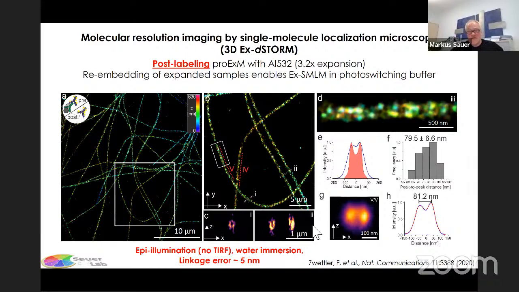So this allows you to visualize microtubules by D-storm imaging as hollow cylinders using a water immersion lens, because you are far away from the cover slip. There is no oil immersion, there is no TIRF imaging possible. You have to use epi illumination, but still can visualize microtubules as hollow cylinders with a much lower linkage error.